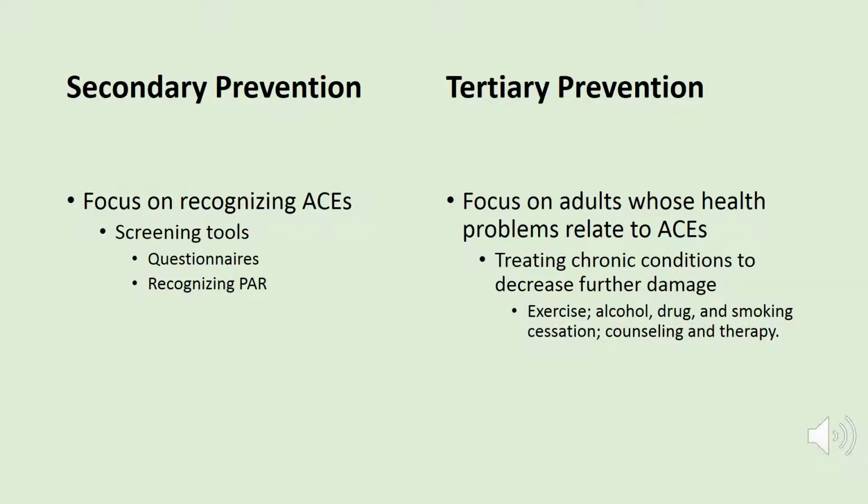Secondary prevention, the best option is going to be the screening tools, using questionnaires like the ones we looked at during the presentation, recognizing the population at risk, doing what we can to lessen the effect of these ACEs later on in life. And then for tertiary prevention, as we know, the problem already exists. The person already has these chronic conditions or this mental illness that's been affected by the ACEs. So our goal is going to be to decrease any further damage, which is going to include things like exercise, alcohol, drug, smoking cessation, counseling and therapy, things like that.